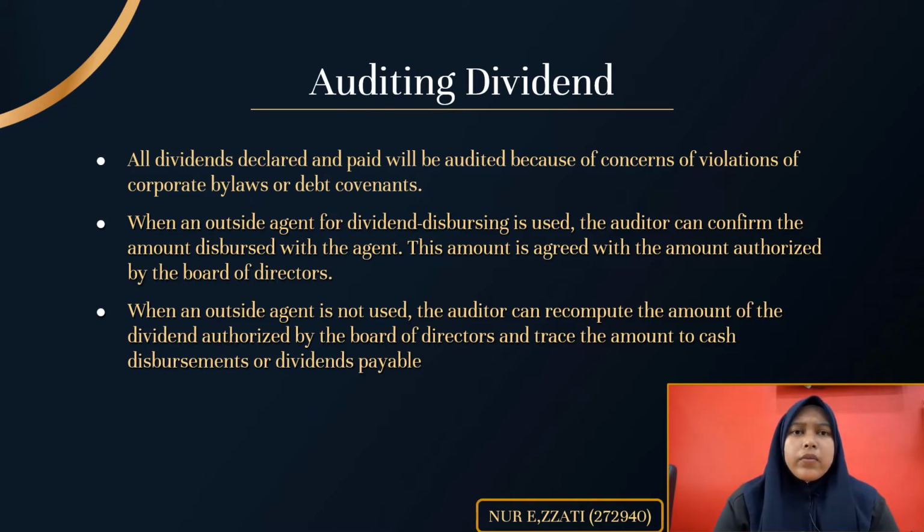All the steps of audit duties above are to make sure the auditing of dividends follows the procedure and no fraud happens. The auditor can validate the amount disbursed with the agent when an independent dividend disbursing agency is hired. This sum is in compliance with the board of directors' authorization. When an independent agent is not used, the auditor can recalculate the amount of the permitted dividend and track it to cash disbursement or dividend payable.